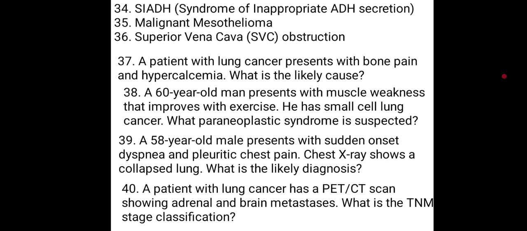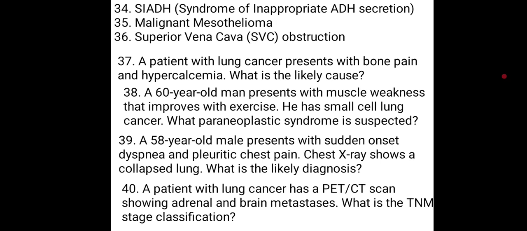37. A patient with lung cancer presents with bone pain and hypercalcemia. What is the likely cause? 38. A 60-year-old man presents with muscle weakness that improves with exercise. He has small cell lung cancer. What paraneoplastic syndrome is suspected?